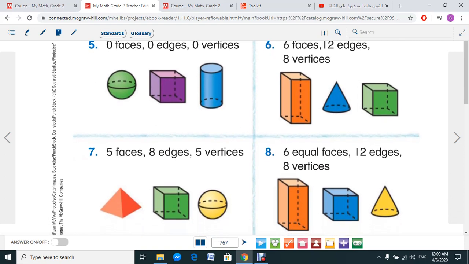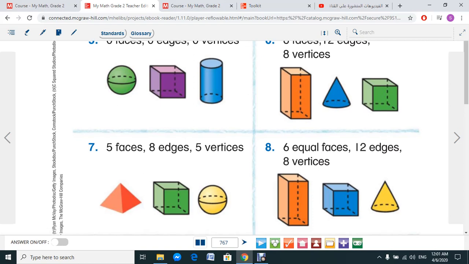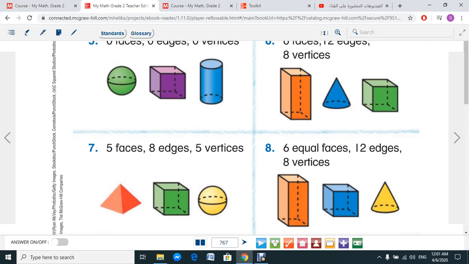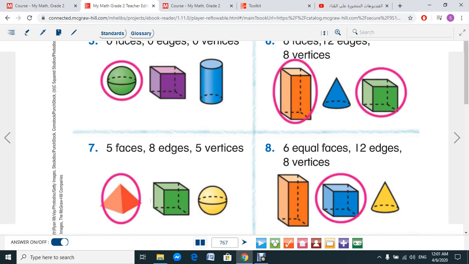Okay. 5 faces. Before I continue reading, which shape has 5 faces? The pyramid. Excellent. 6 equal faces, 12 edges, and 8 vertices. Which one? But remember, they said equal faces. That means they all have the same length, the same width, the same height. None of them are longer than the others. So which one? The cube. So you must know that the cube has equal faces, but the rectangular prism has 2 faces that are smaller than the other 4.